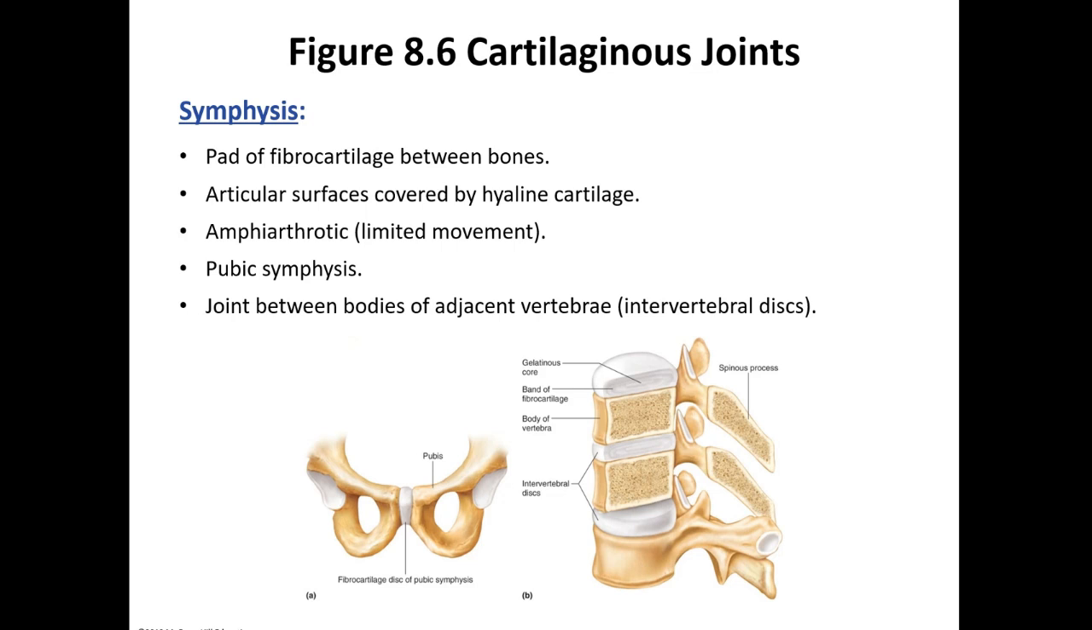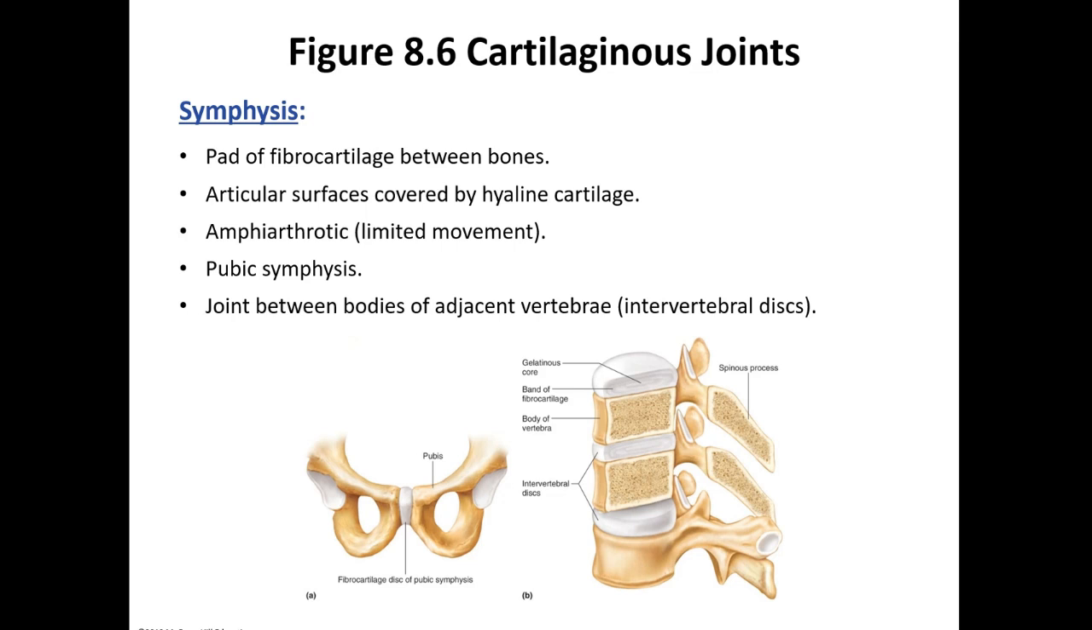Look at diagram A on the screen. You see the left pubis and the right pubis, held together by this cartilage in the middle. That cartilage is a fibrocartilage. So that's what they call pubic symphysis. It's an example of a type of joint.